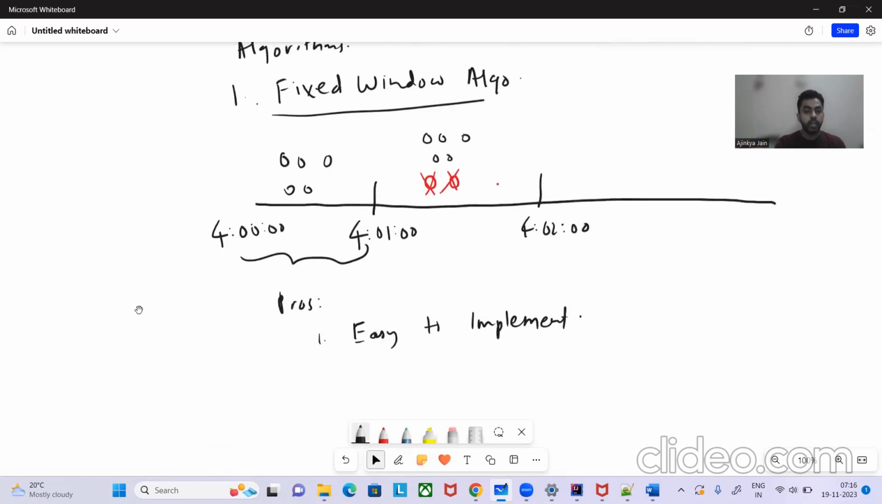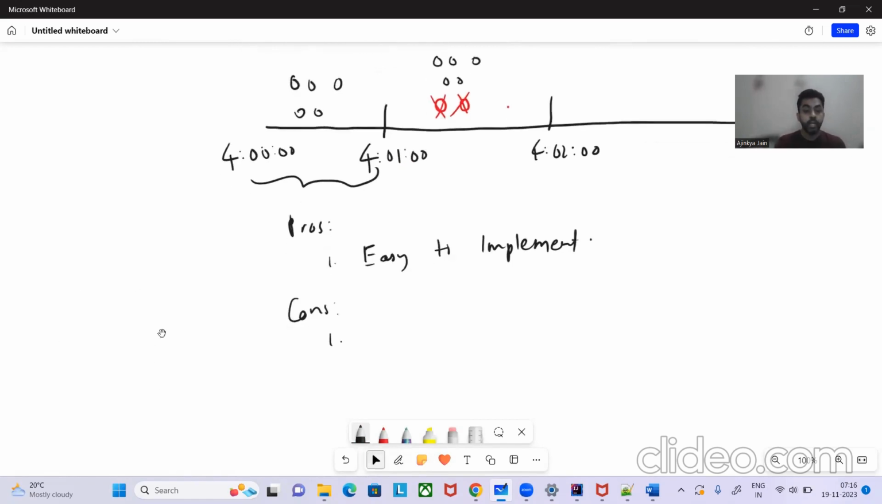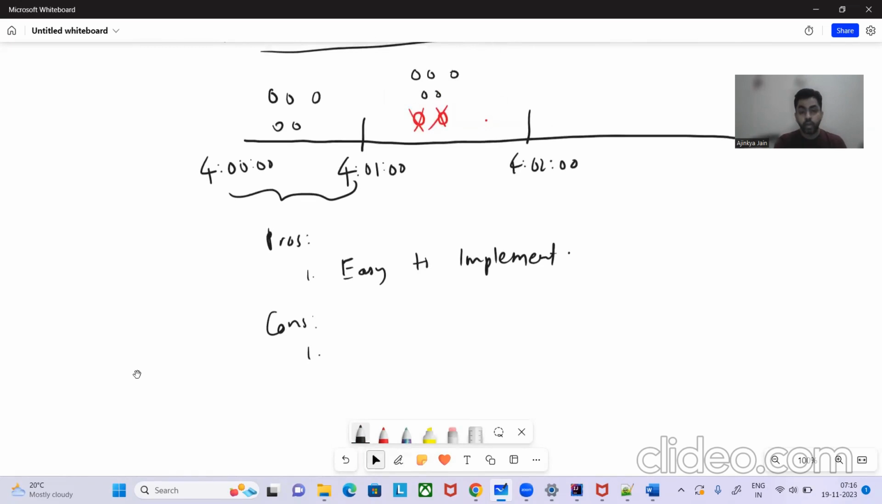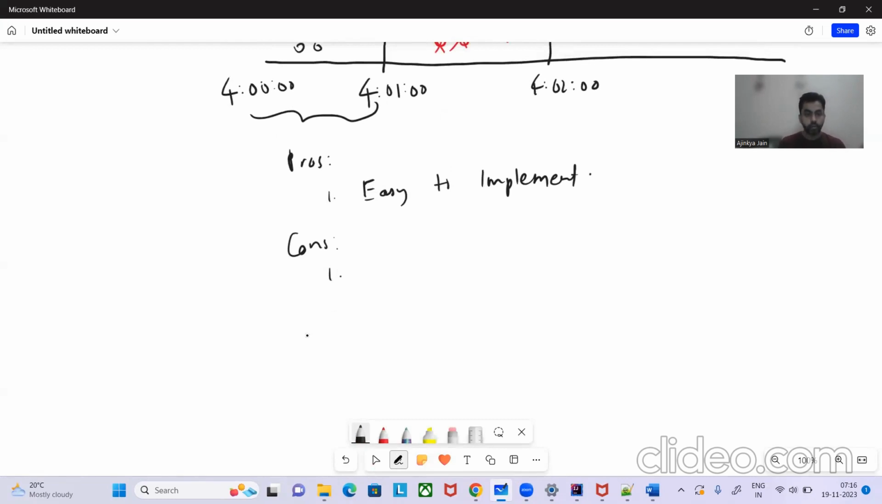Okay, and what can be the con? Now this particular algorithm accepts more requests at the edge of the time window. So the disadvantage, the demerit here, let's see what it will be.